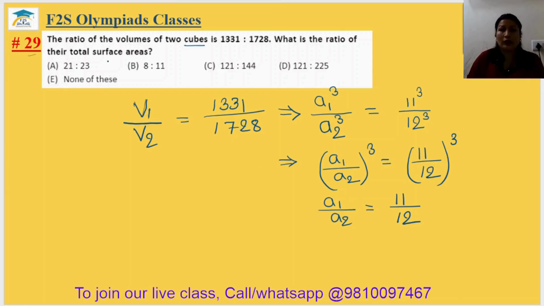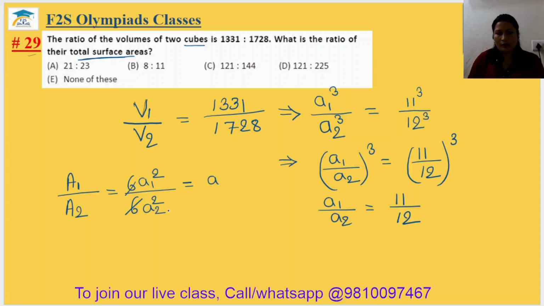Okay, now we have to find the ratio of the total surface area. So let S1 be the surface area of the first cube and S2 the surface area of the second cube. We know that the total surface area of the cube is 6A square. So it is 6A1 square upon 6A2 square. We have to find the total surface area. So 6 will be cancelled out.